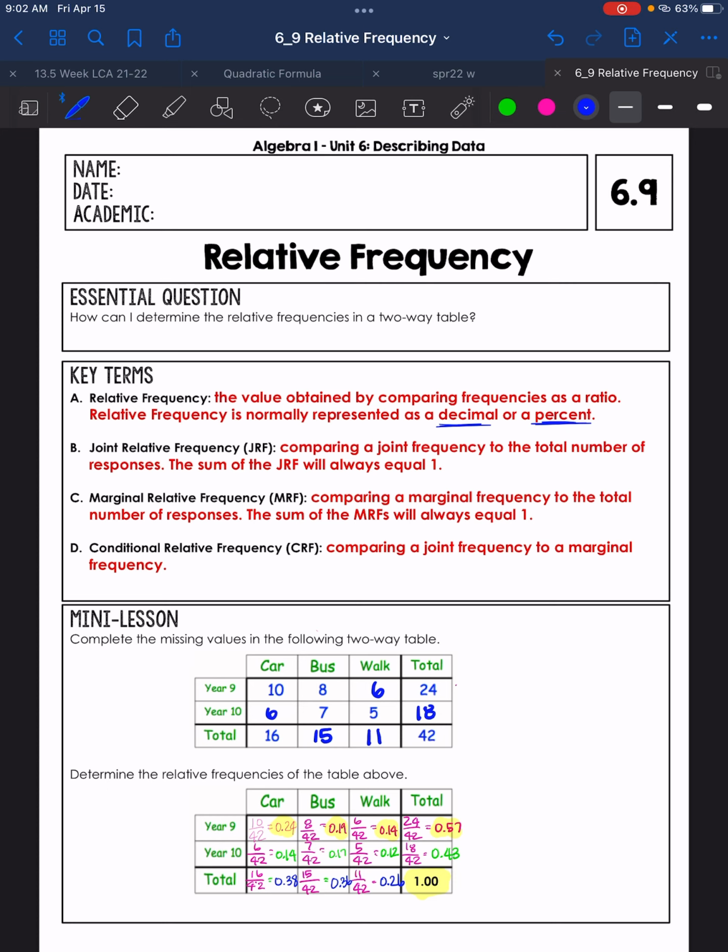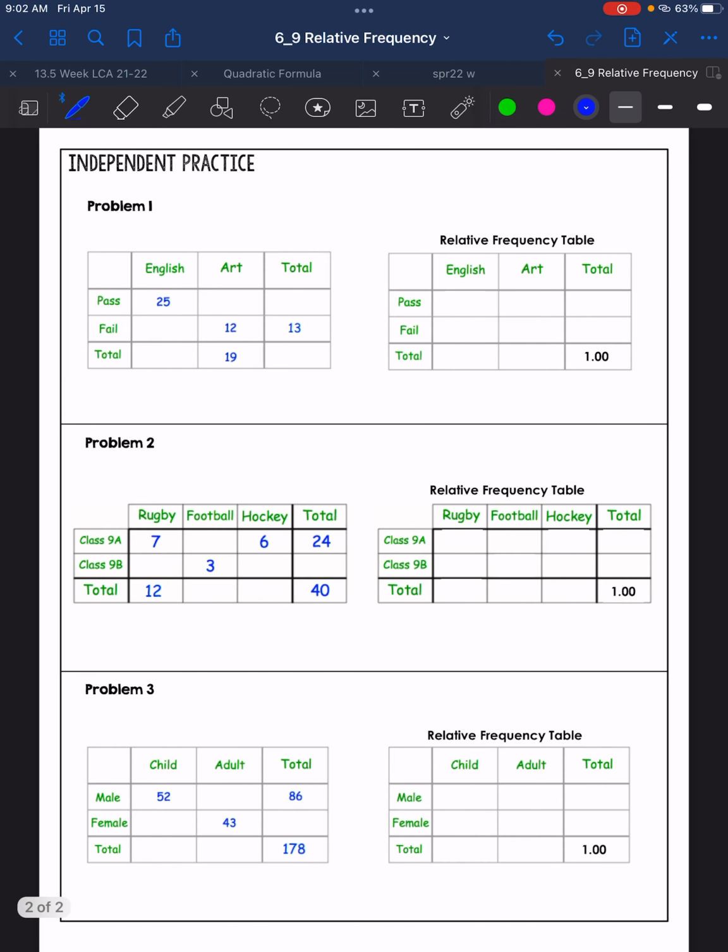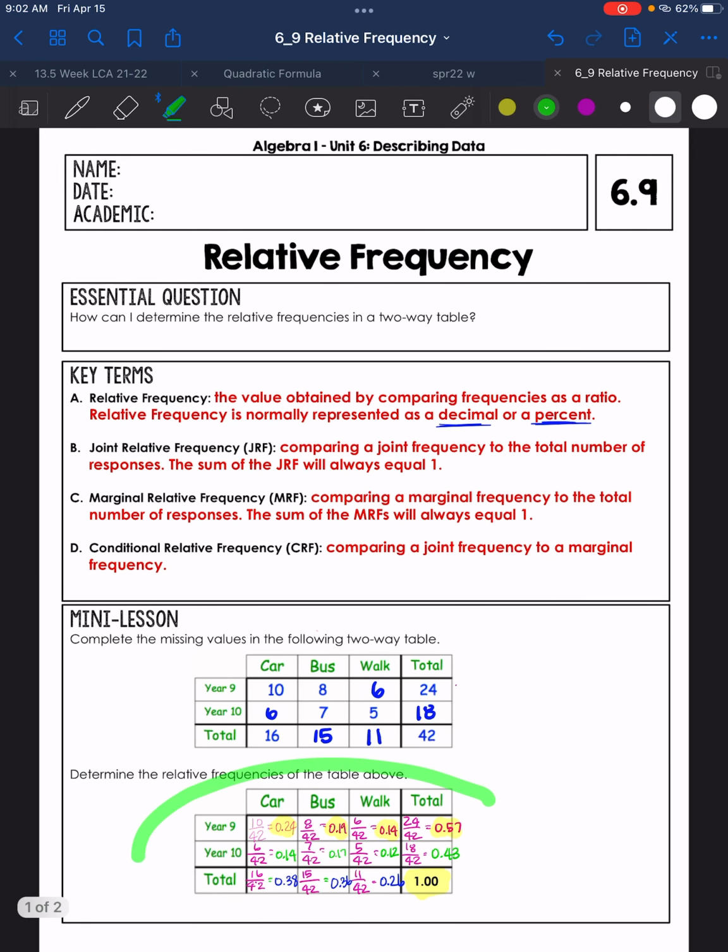For the remainder of class, you are going to be completing the back side of this entire side over here. You are going to be completing those values for the two-way tables, and then over here you are going to be doing those decimals and those fractions just like I did at the bottom.